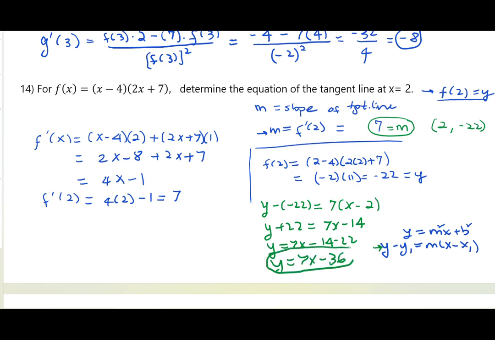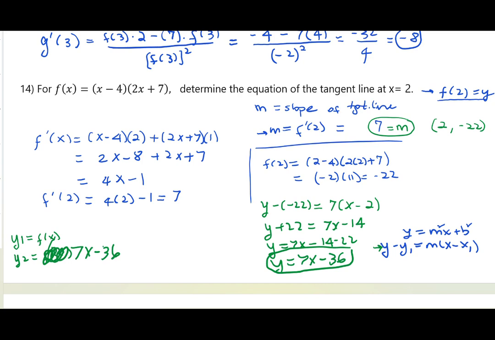And something you can do at this point is you can go to desmos.com or you can go to a graphing calculator. And for y sub 1, you can enter your f of x, which is given up there. And for y sub 2, you can enter your f prime of x, which we found over here. Rather, it's not really f prime of x, but it's the equation of the tangent line. So you can go ahead and enter the equation of the tangent line, which is 7x minus 36.